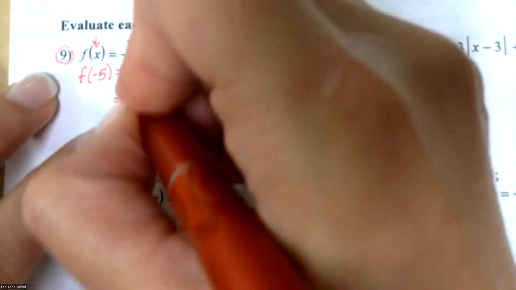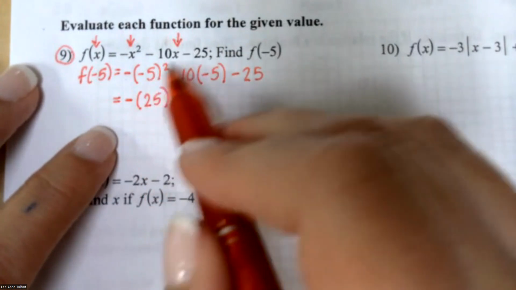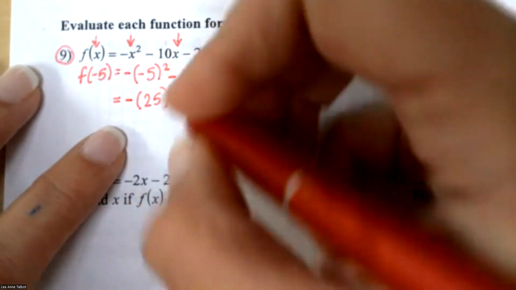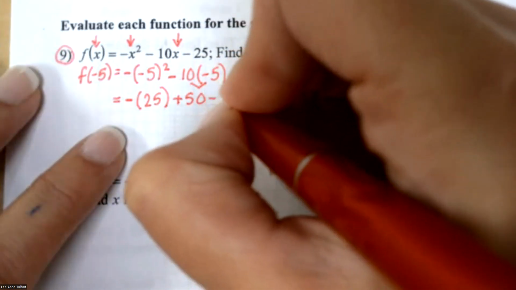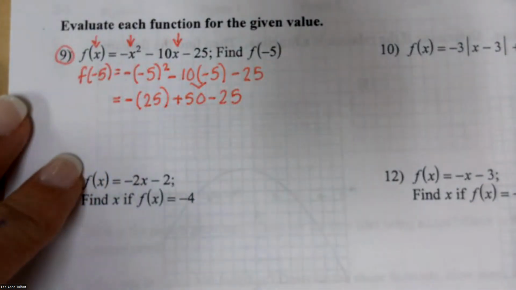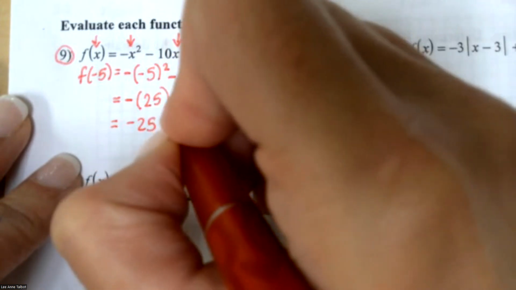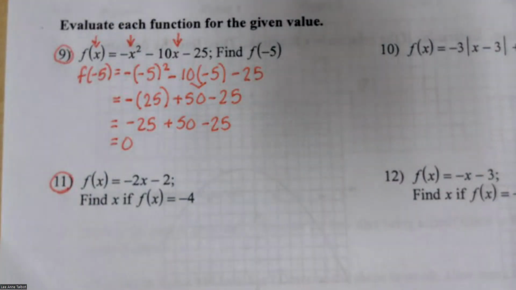So this is -25. You want to do the exponent first. Always do the exponent first. Then this is a negative times a negative, which makes it plus 50. Yep. That's totally an okay answer. Don't be freaked out by the fact that it's 0. It's no biggie.